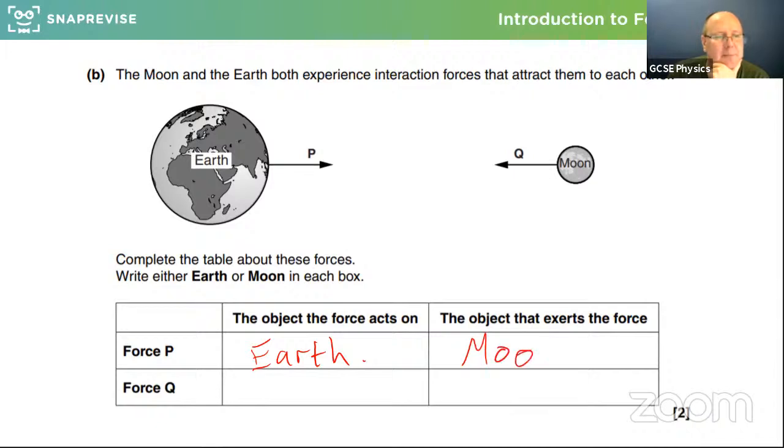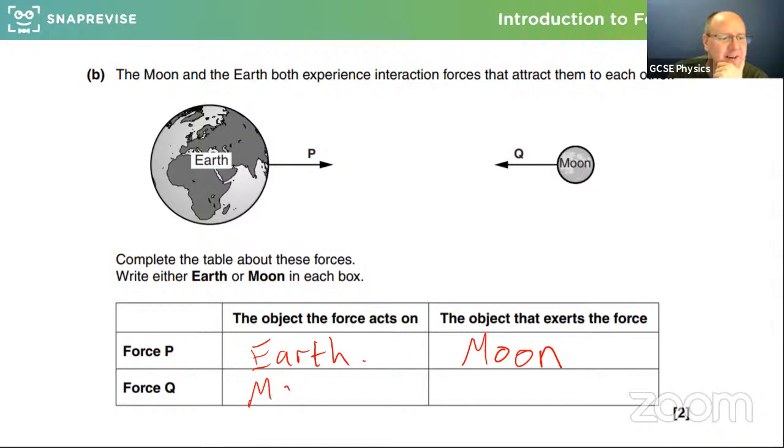So the force P is being exerted by the moon. Okay, so the moon is pulling the Earth towards it, and there is similarly a force that is pulling the moon towards the Earth. So force Q. Which object is force Q acting upon? So force Q is acting on the moon.